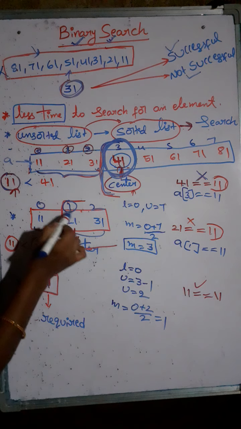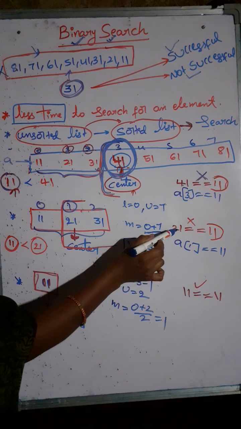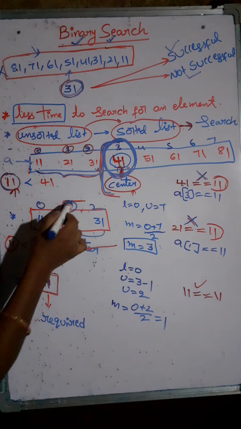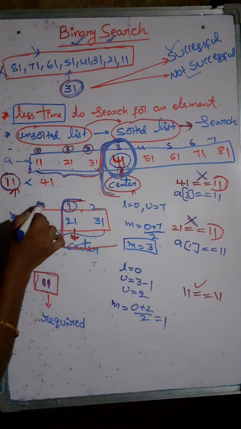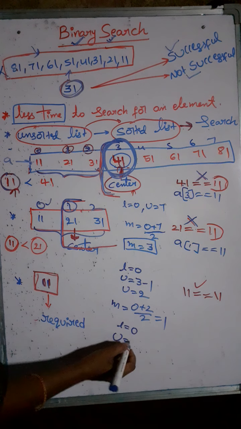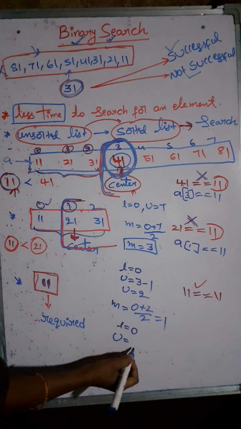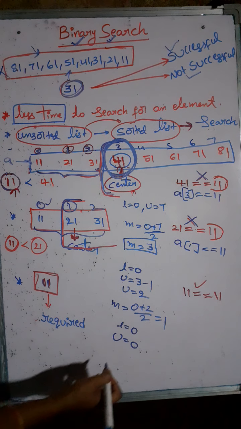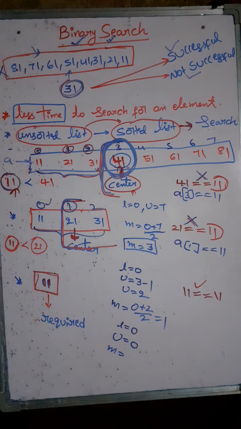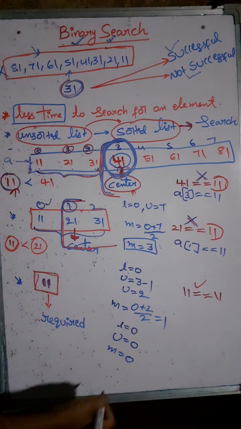11. A of 1 is nothing but 21. Is 21 equal to 11? No. Right. So, we should not consider this part. We should consider only this part. That means the lower bound will not change, but the upper bound will change to middle minus 1. What is middle minus 1? 0 only. If you find the middle value, 0 plus 0 by 2, the value is 0, right?